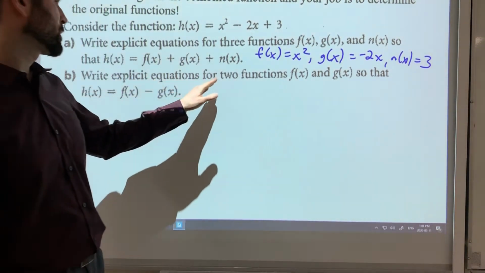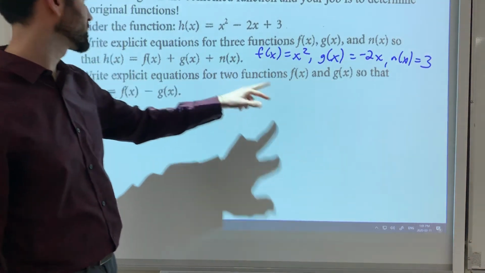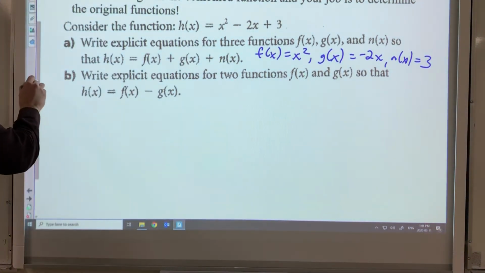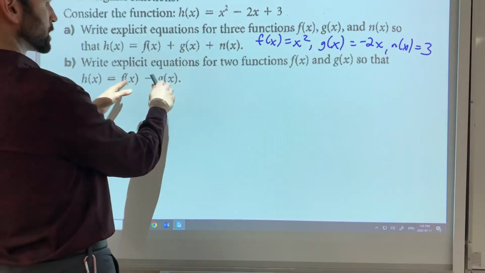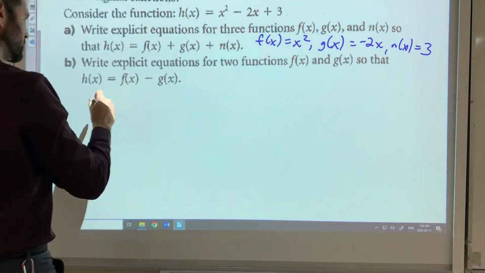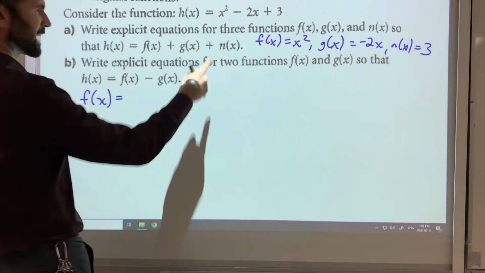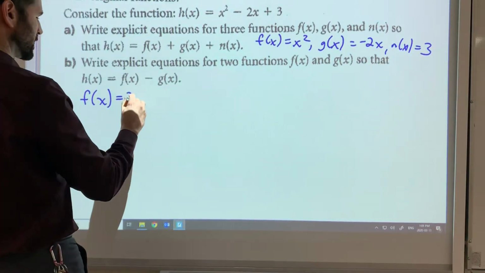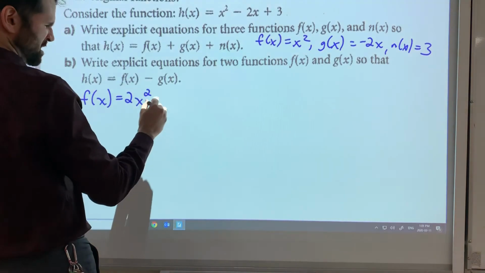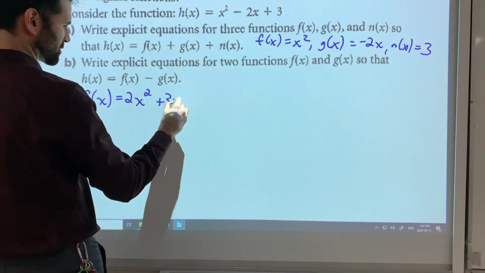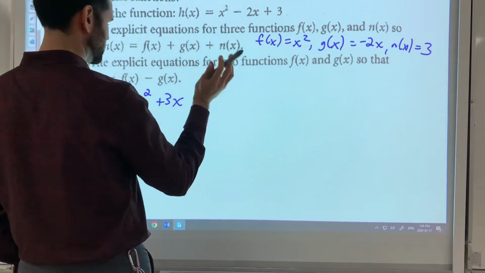Write explicit equations for 2 functions, f of x and g of x, so that you get h of x. So you just need to make sure that when you subtract them, you're going to get this. So what I recommend you do is start with f of x. Now let's get creative. I need x squared, so I'm going to make this 2x squared, and I'm just going to say, plus 3x, and that's it.